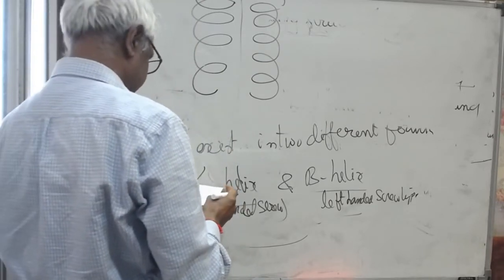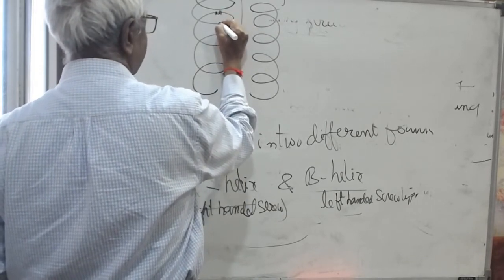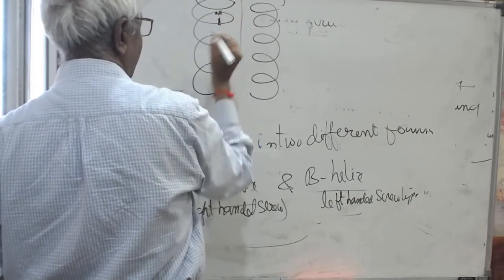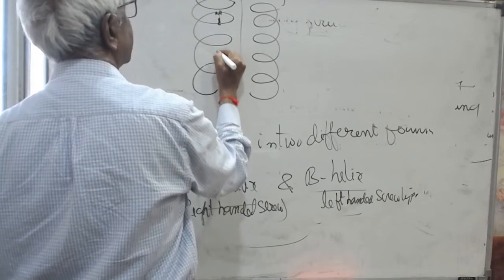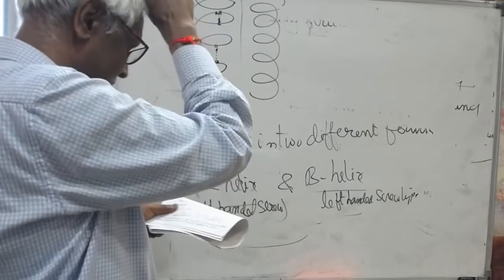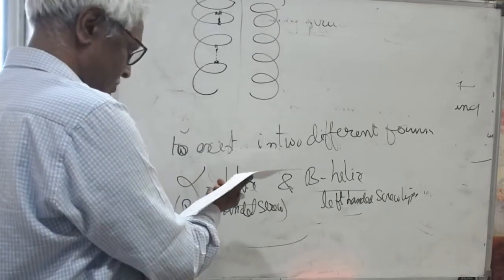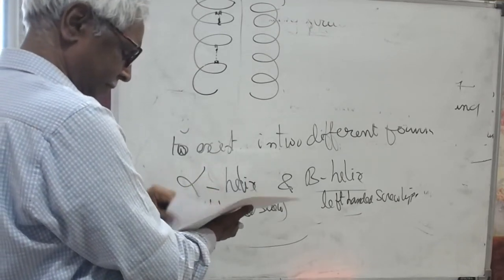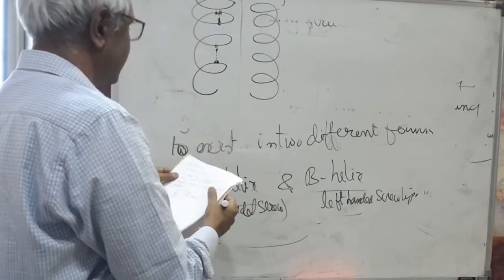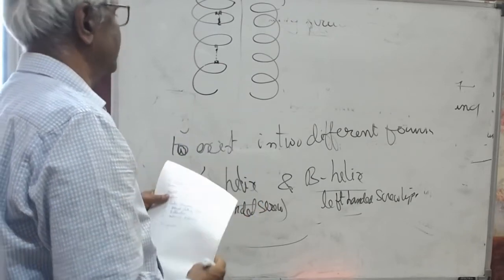And in these structures, the NH group of this and the CO group of the adjacent segment will have hydrogen bonding. Suppose here NH and here CO, there is an intersegment hydrogen bonding between one helix and the adjacent helix. So proteins exist in a coiled right-handed screw form or left-handed screw form. That is how they are described.